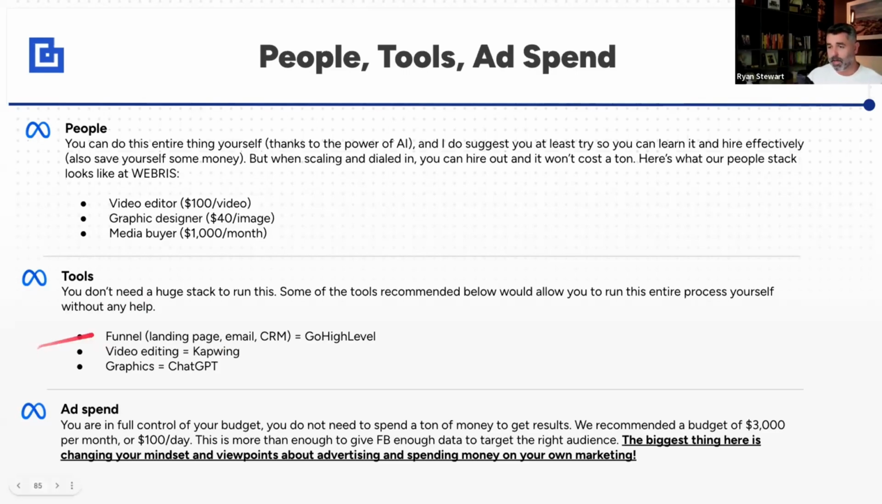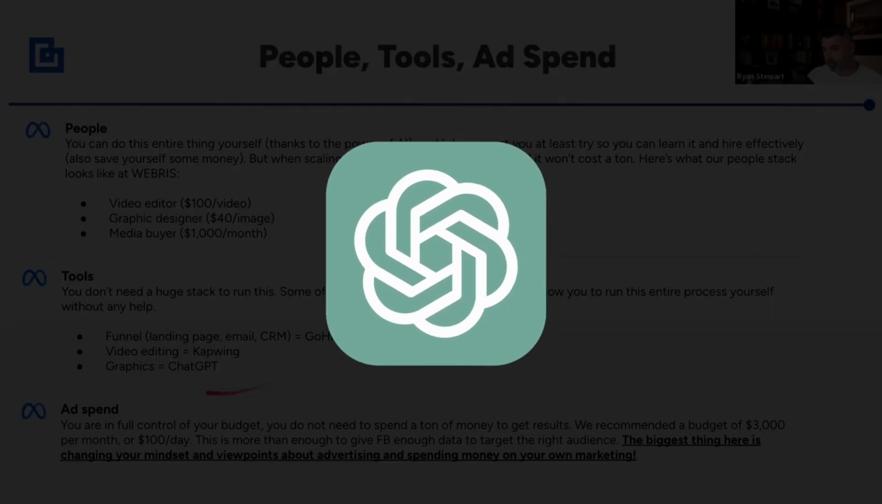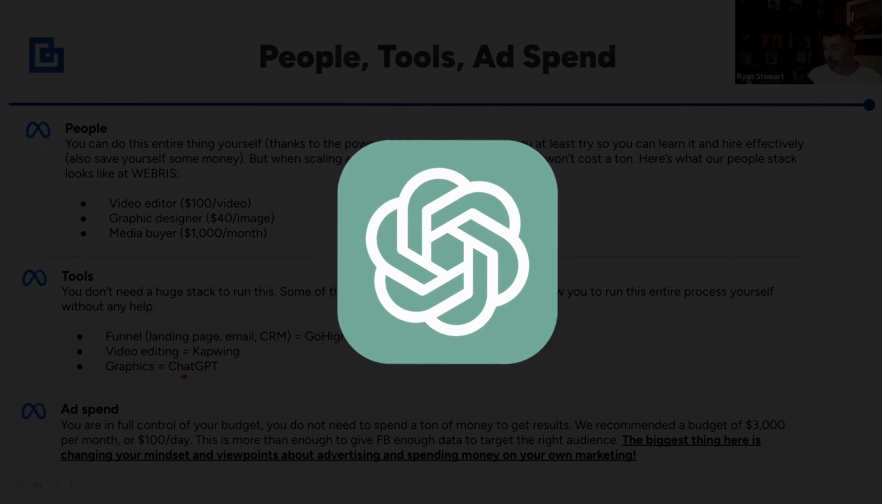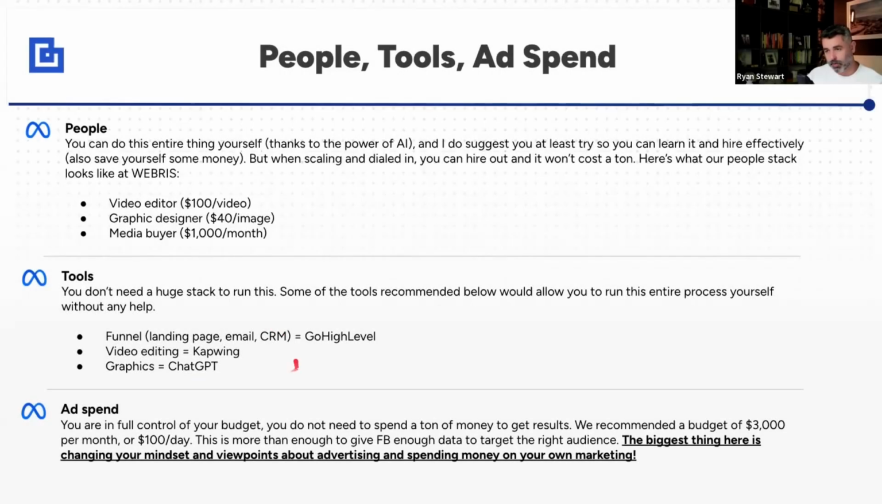And then for graphics, guys, like man, ChatGPT has gotten really good. Really, really good at creating pretty good image ads that you can use. You don't need a designer. So again, you don't have to invest too much in terms of people. This is the tools. And then ad spend, you know, you can at a minimum.